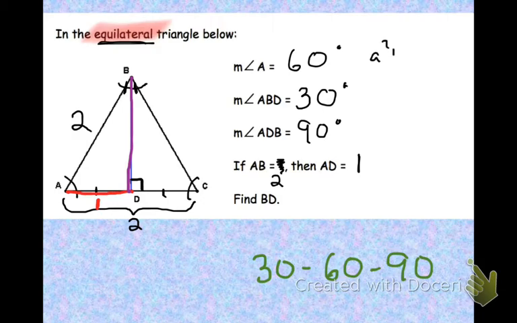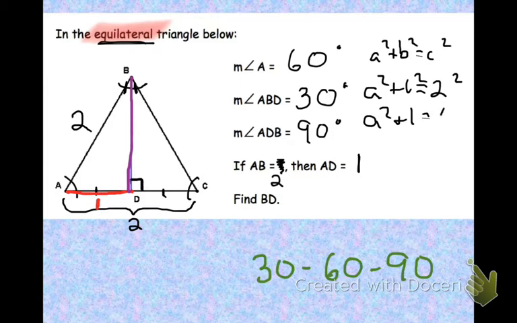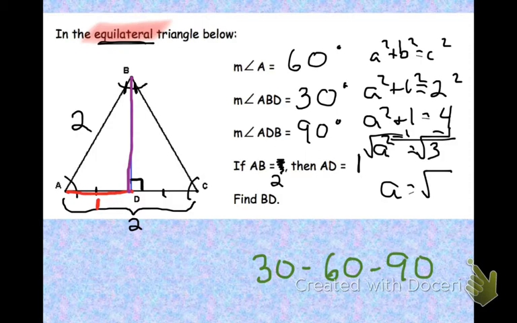So it'll be a squared plus b squared equals c squared. And this is a little different because you'll notice that 2 here is our hypotenuse. So 2 squared will be over here. So we have a squared plus 1 squared equals 2 squared, or a squared plus 1 equals 4. If we subtract 1, we get a squared equals 3. And then we square root it to get a equals the square root of 3. So BD is the square root of 3.